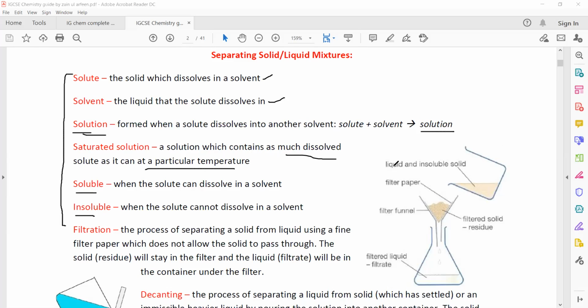So first, if you want to separate the insoluble solute from the solution, what we can do is either use decanting or we can use filtration. So what happens in the technique of filtration?